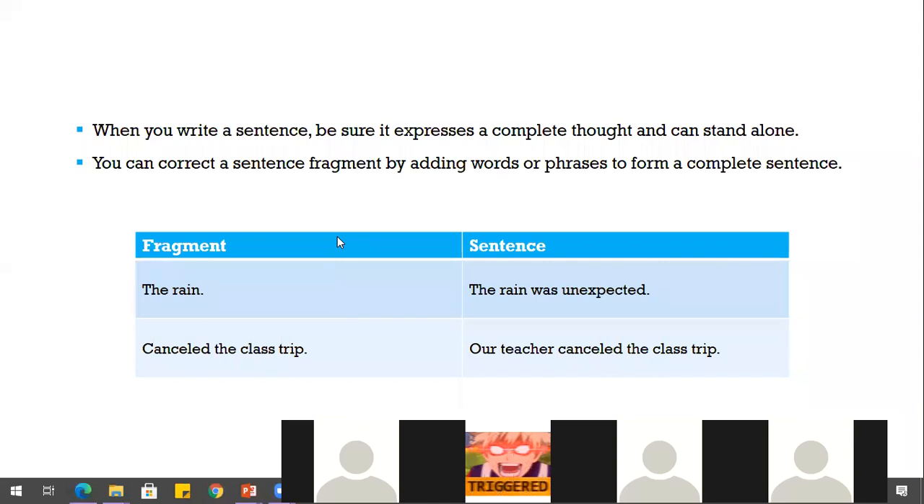A subject. It's missing a subject. Who canceled the class trip? So here, when we add our teacher, it becomes complete. Thank you very much. Okay.